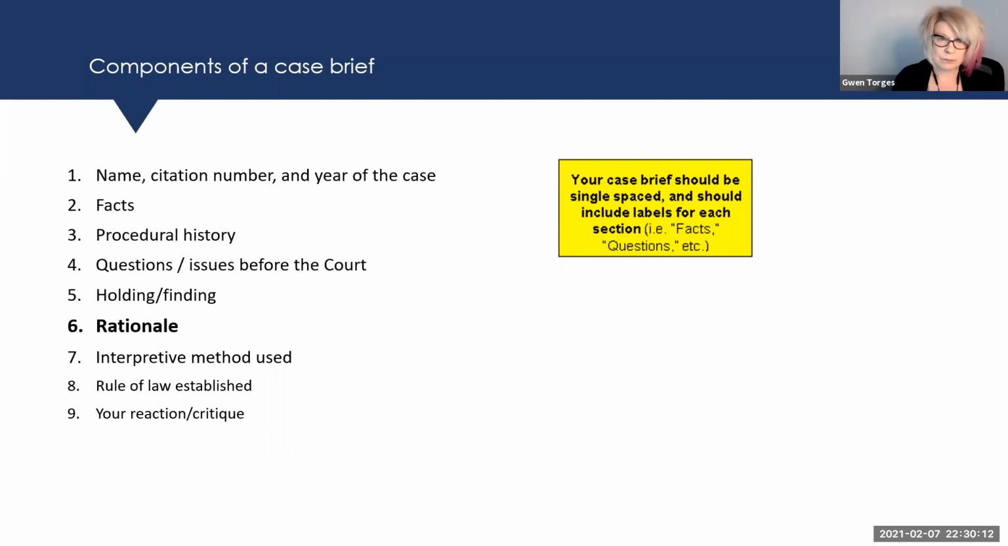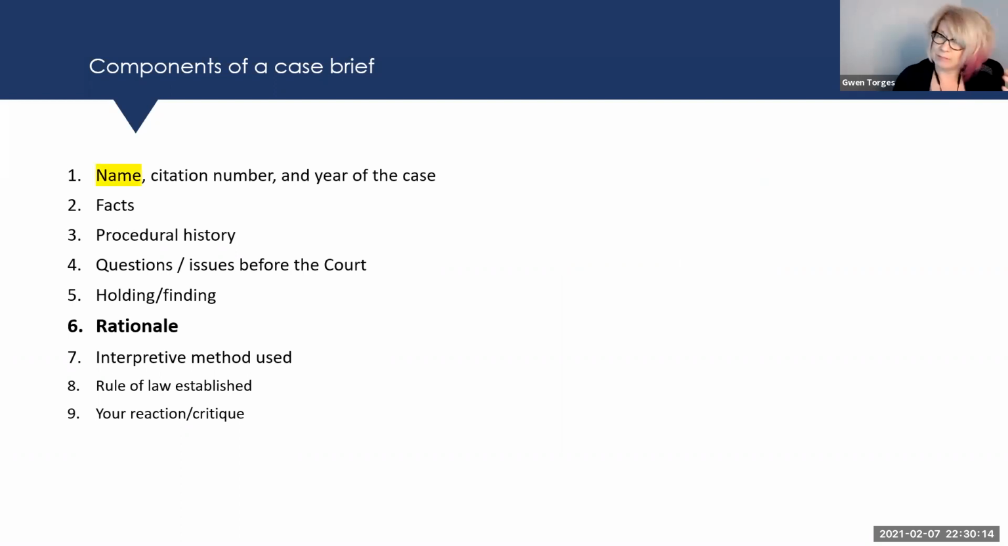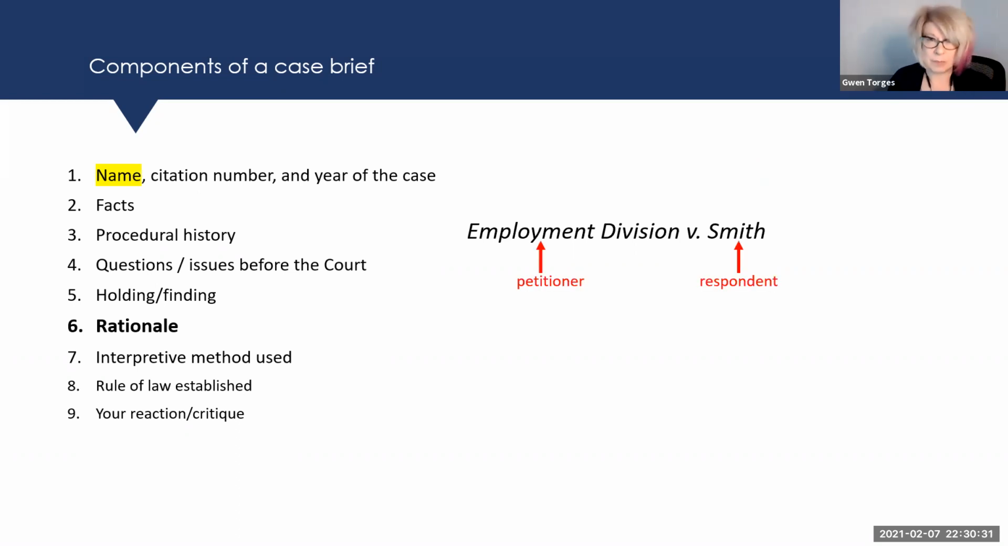And so the first part is simply the name of the case. Using as my example here Employment Division versus Smith, the names of legal cases are always italicized. The first name in the case is referred to as the petitioner, and the second name in the case is referred to as the respondent. The petitioner is someone who's asking the court to look at this issue.